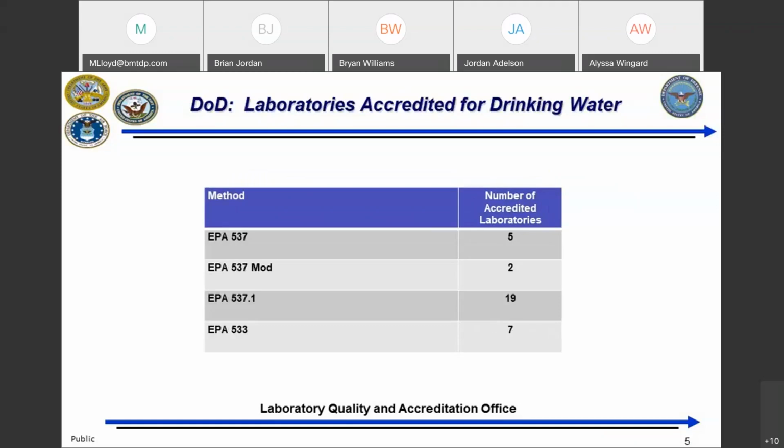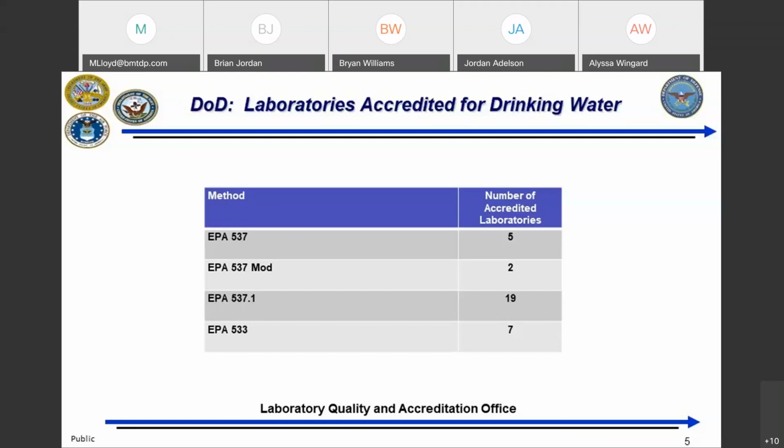As far as the methodology they're accredited to, the last slide was the table B15, which is the undeveloped method, but the DoD requirements at this point. However, this slide is showing you the EPA methods, primarily the drinking water methods, and how many laboratories we have accredited for each of those methods.